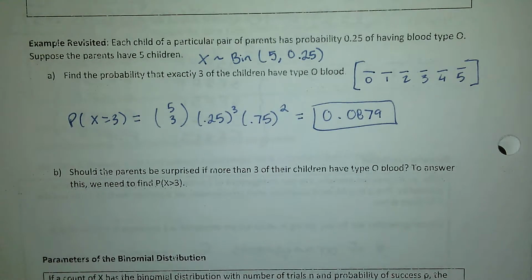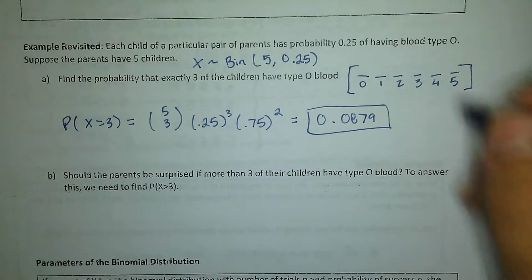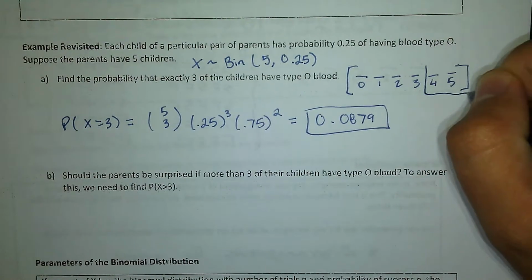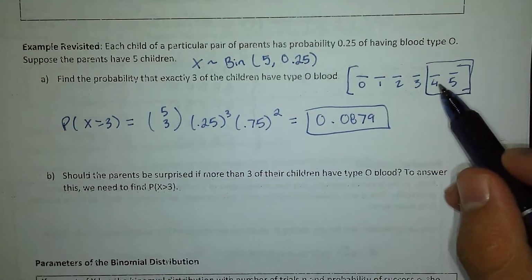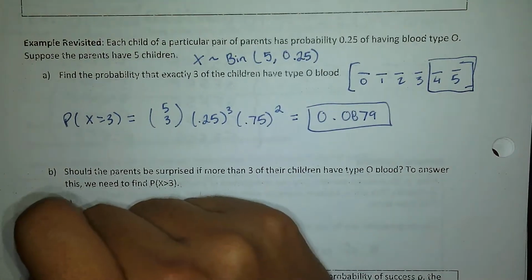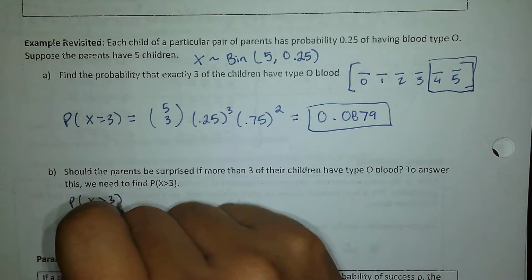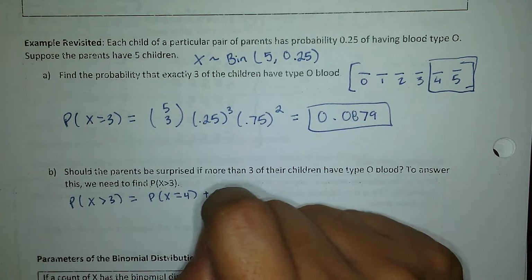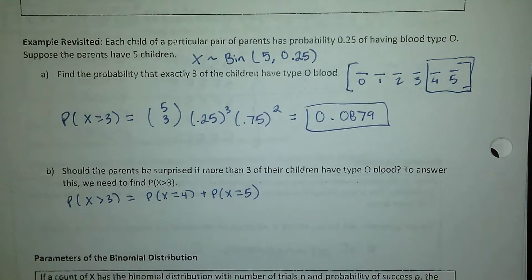Should the parents be surprised if more than 3 of their children have type O blood? To answer this, we need to find the probability that x is greater than 3. Looking at our picture here, the probability that x is greater than 3 would be the sum of the probability of 4 children having type O and 5 children having type O. So we're going to rewrite that as a statement. The probability that x is greater than 3 is the same thing as the probability x equals 4 plus the probability x equals 5. This follows a very similar model from our random variable discussion back in 4.6.